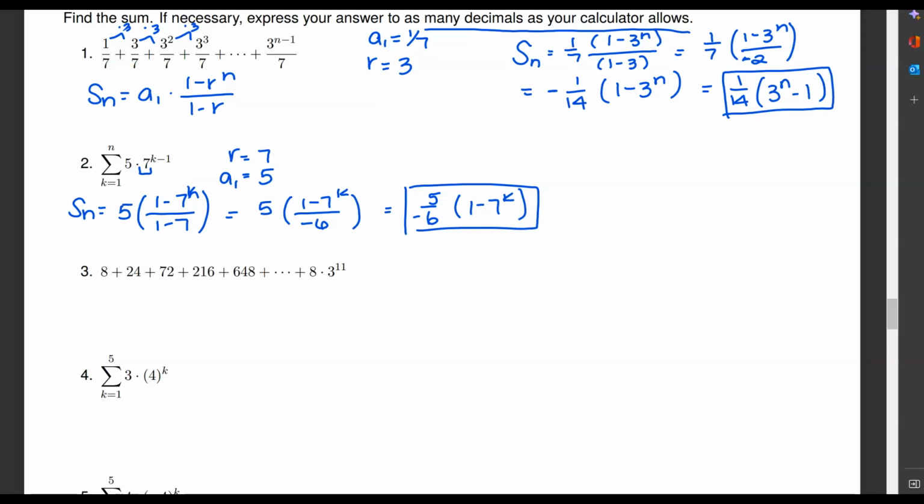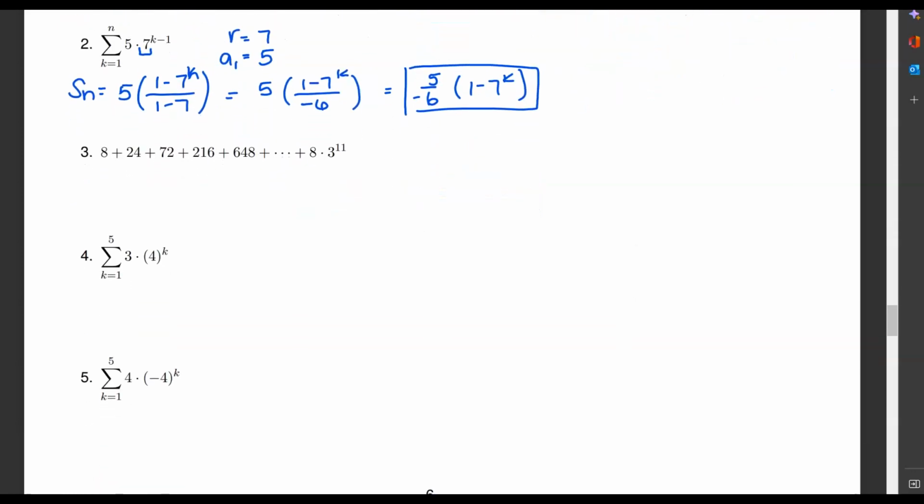Alright, let's look at number 3 together. For number 3, we want to find out what the ratio and our initial value are. So our first value is going to be 8. Our ratio, we're going from 8 to 24. So if we take 24 over 8, that's 3. If we take 72 over 24, that's also 3. So we can see that our rate is going to be 3.